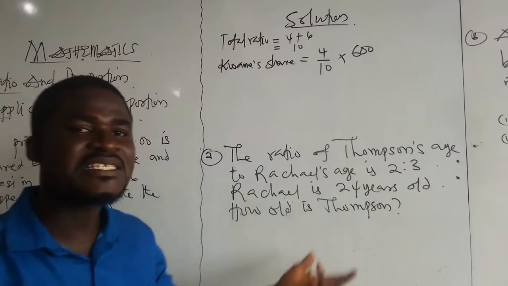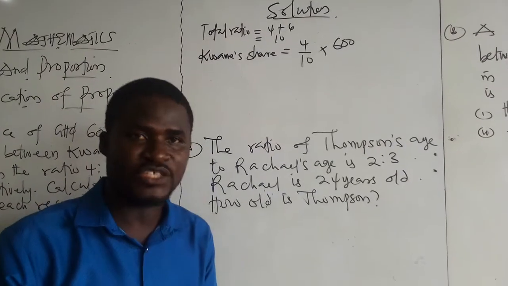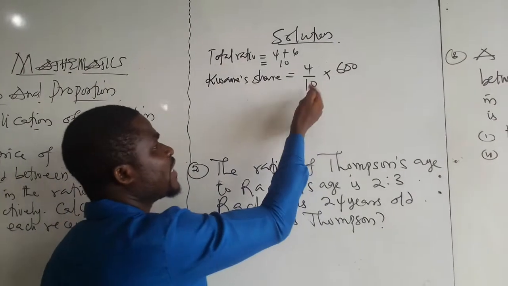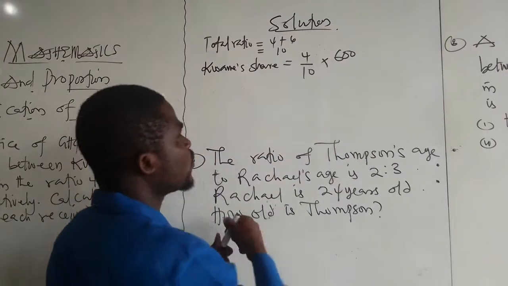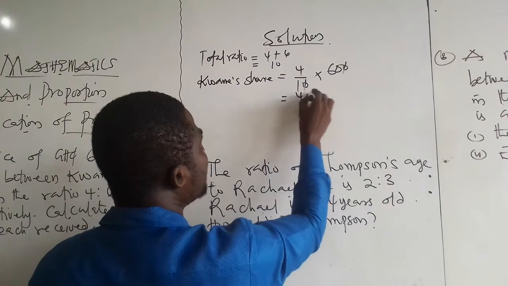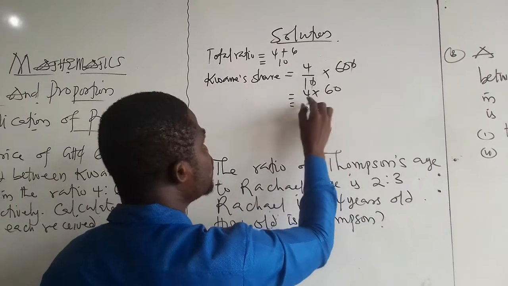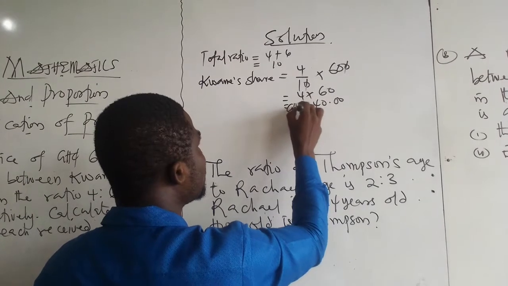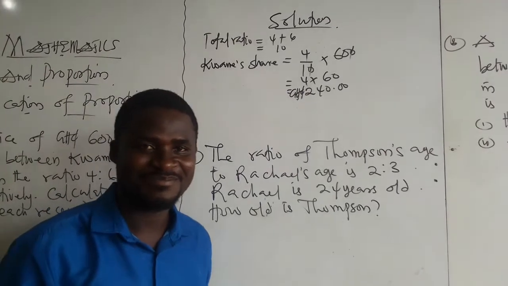So the first name will take the first ratio, and then the second name will take the second ratio. Now, always make sure that the total ratio here is equivalent to the total amount shared. So let's cancel. 0 cancels 0. So we are going to have 4 times 60, which will give us 240. So it means that Kwame had 240 Ghana cedis.